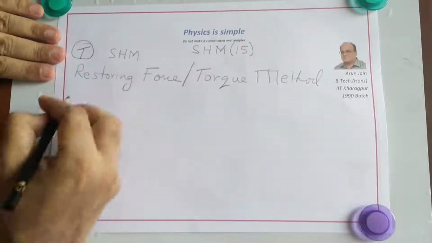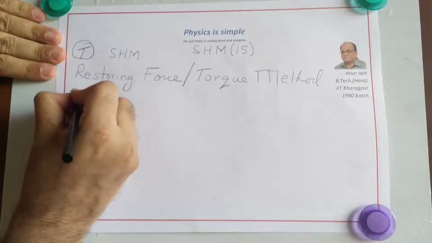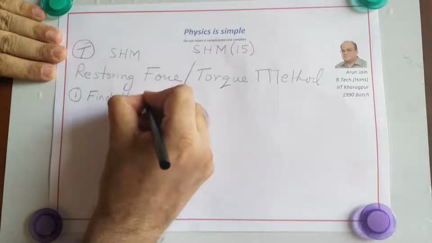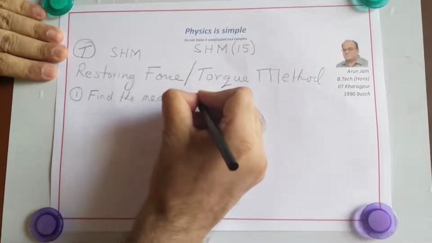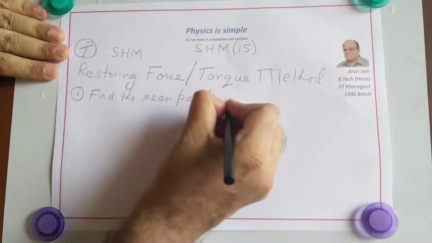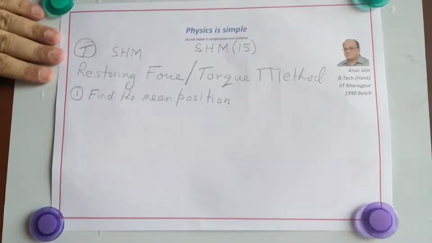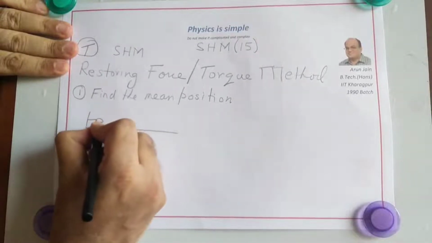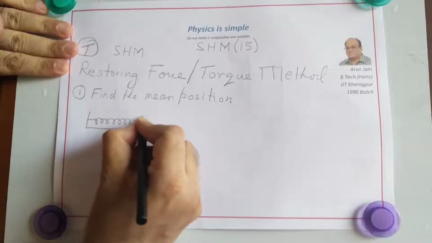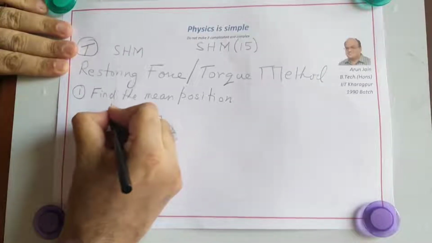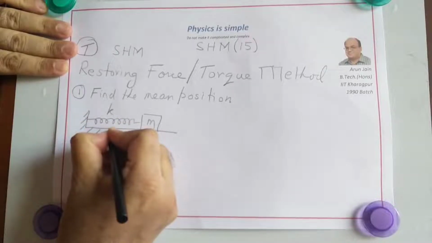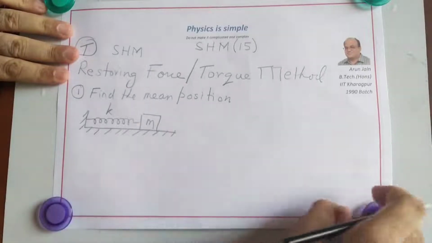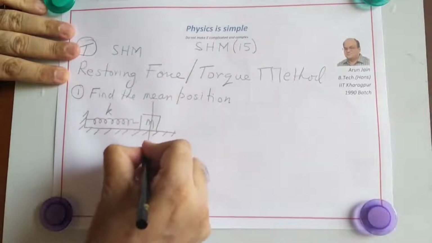The first step is finding the mean position. So you have to find the mean position. At the mean position, potential energy is minimum and force or torque is zero. So if we consider a spring block system, which is an example of a linear SHM, M is the mass, K is spring constant. When the spring is at its natural length, then it is at the mean position.